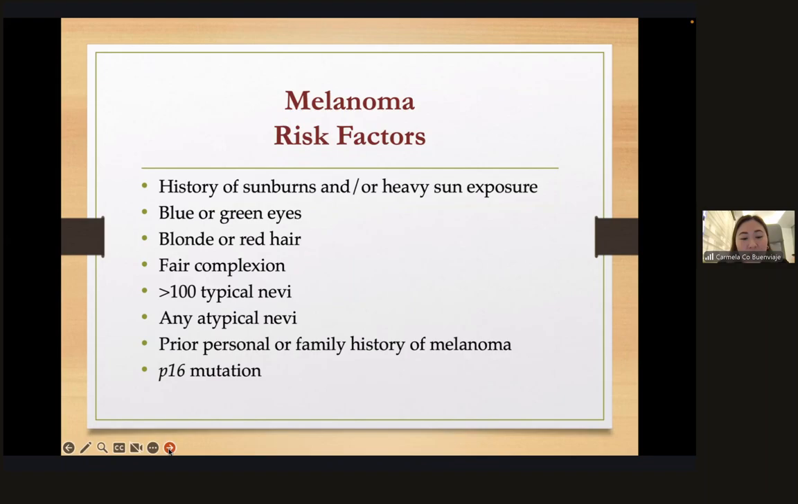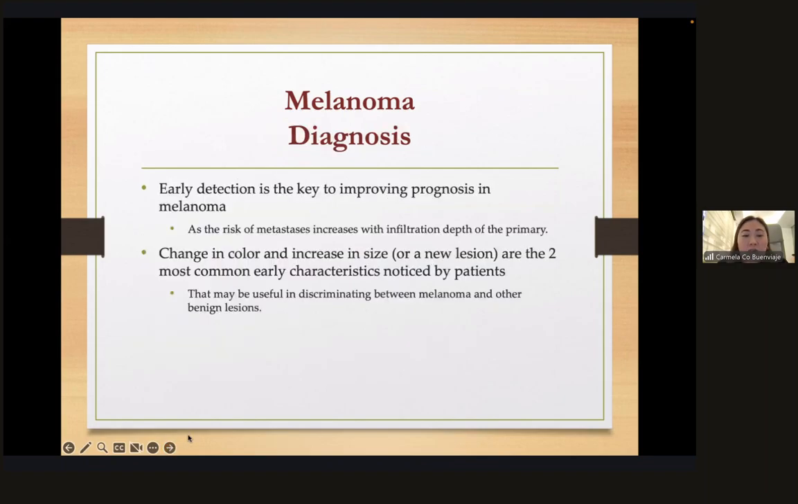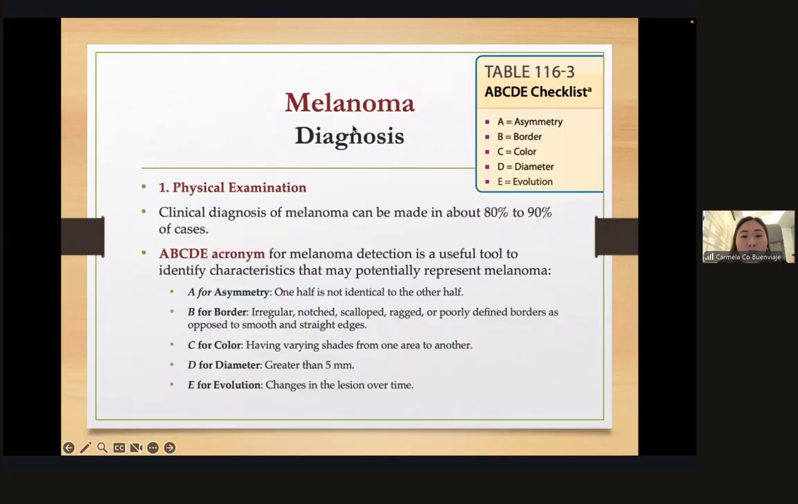a genetic P16 mutation. So for diagnosis, early detection is the key to improving prognosis in melanoma, as the risk of metastasis increases with infiltration depth of the primary tumor. So change in color and increase in size of a new lesion are the two most common early characteristics noticed by patients. So for the diagnosis, first we do physical examination. So clinical diagnosis can be made in 80 to 90% of cases.